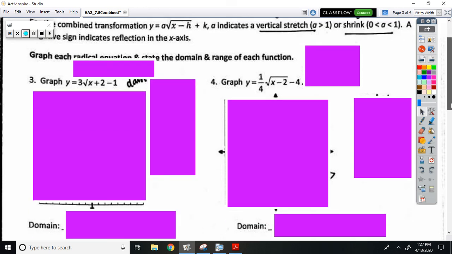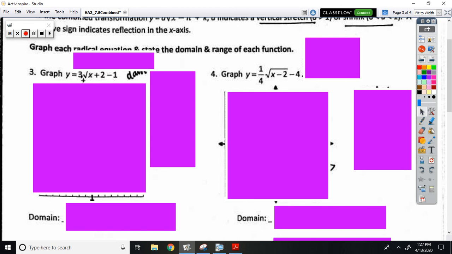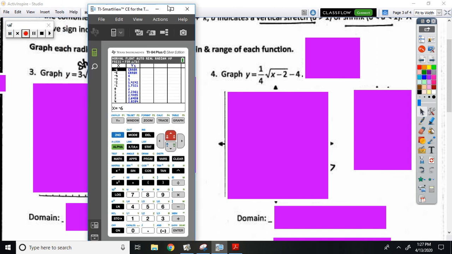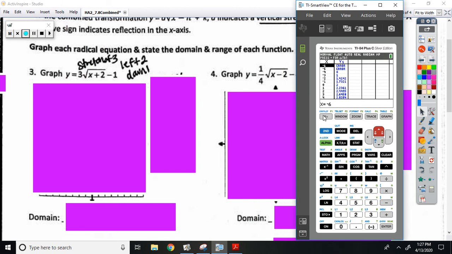So in example 3, we can see we have a stretch of 3, which means our graph should be steeper looking. What's this plus 2 do here? Is that left 2, right 2, up 2, or down 2? Should be left 2. And our minus 1 outside is telling us down 1. Now again, most of you are going to use your graphing calculators to assist you, especially since you don't have graph paper, unless you printed them out. So we'll just type them in, 3 square root of x plus 2. Make sure you arrow out of the square root before you put your minus 1.